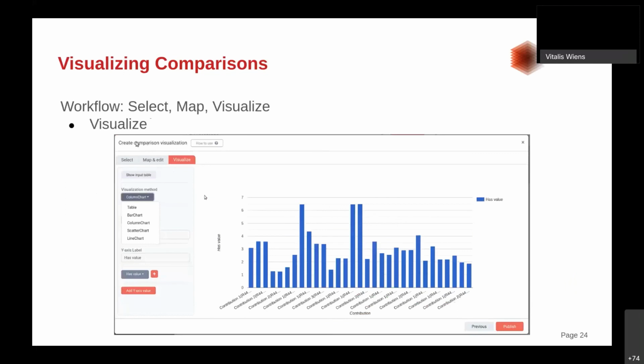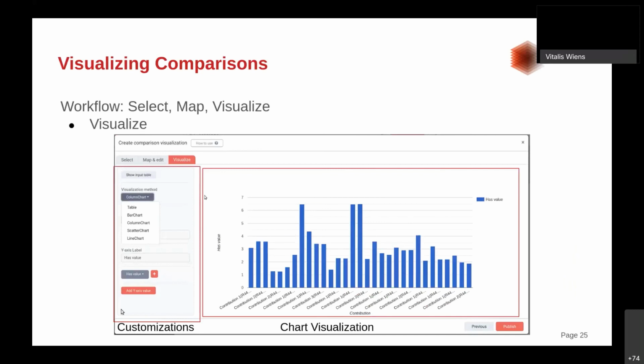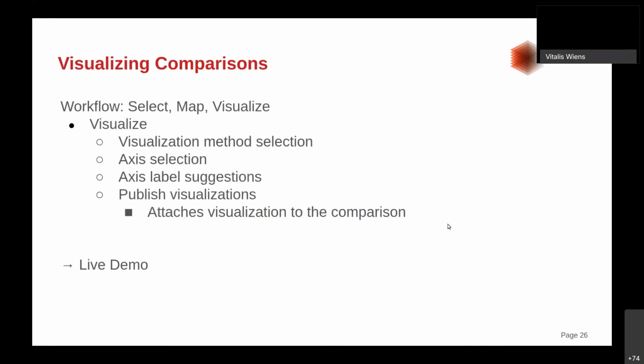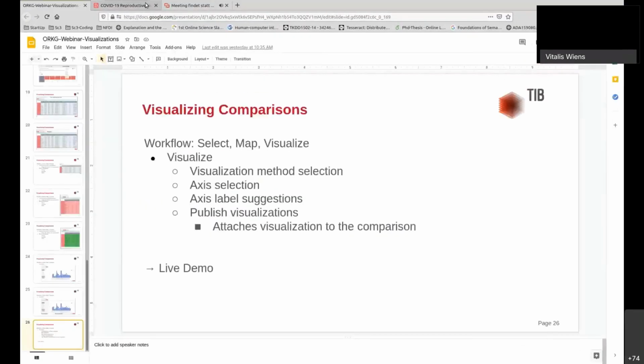When we create a visualization, this is a preview of the tab where we will have some customization options, and then we will have the preview of the chart visualization. When we are satisfied with our visualization, we can then publish it. So we have different visualization method selections. We have axis selections, and we can also have axis label suggestions. Basically, the publish visualization button attaches this visualization to the comparison itself. So with this, I would like to go to the live demo.